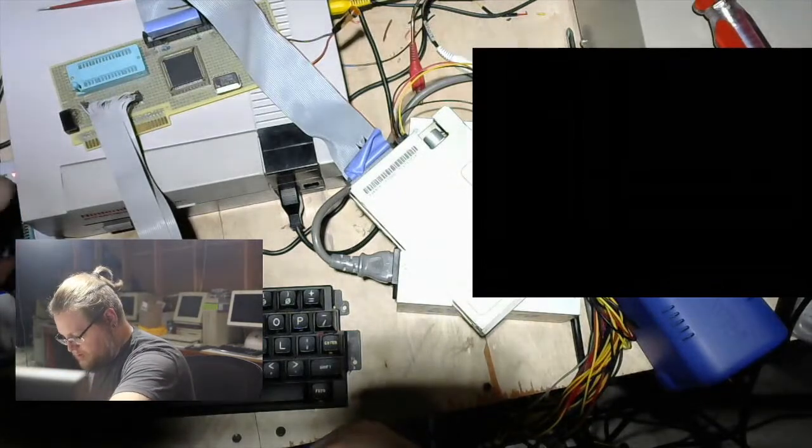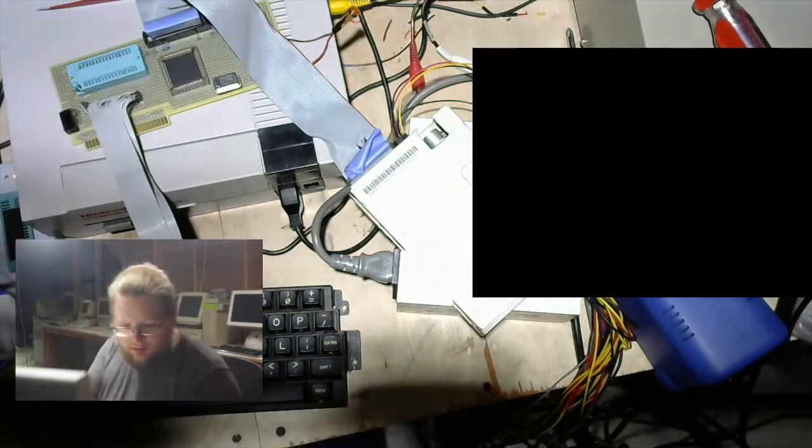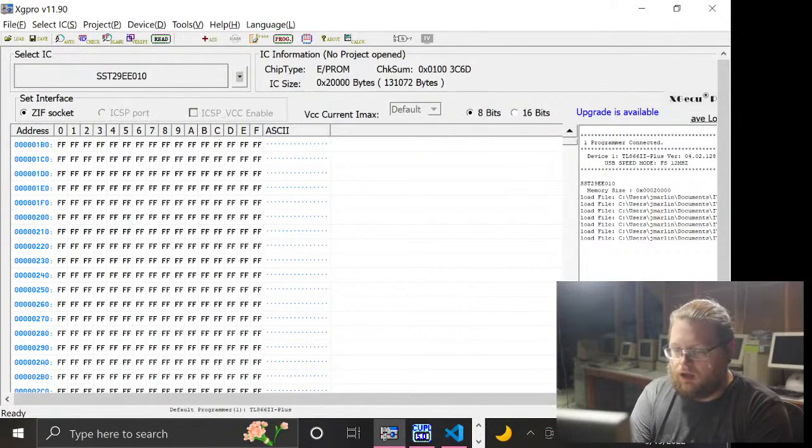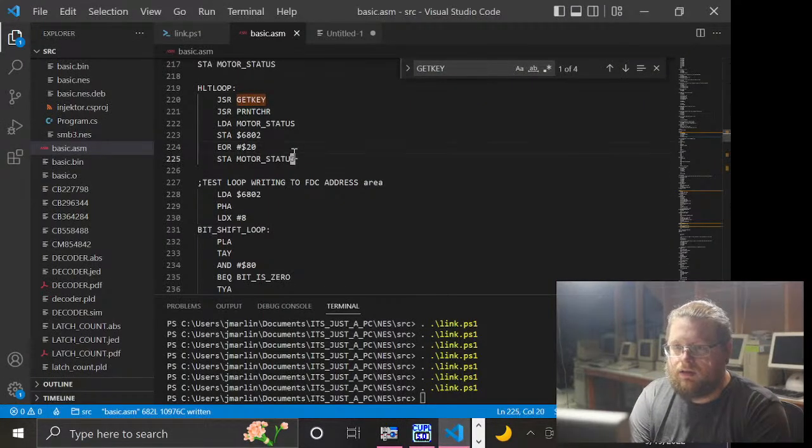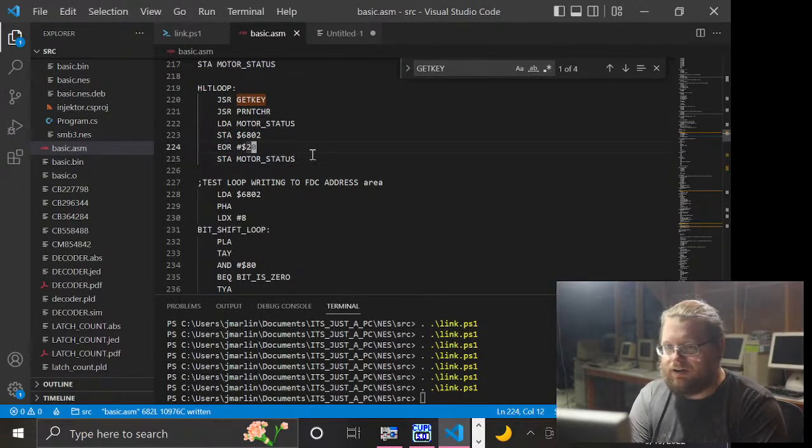Power off. Chip out. Over here. Pop it in. I'm excited. I think this is happening. I mean, it's such a minor part of getting a floppy drive working, but it's going to make noises, and that's going to be cool.